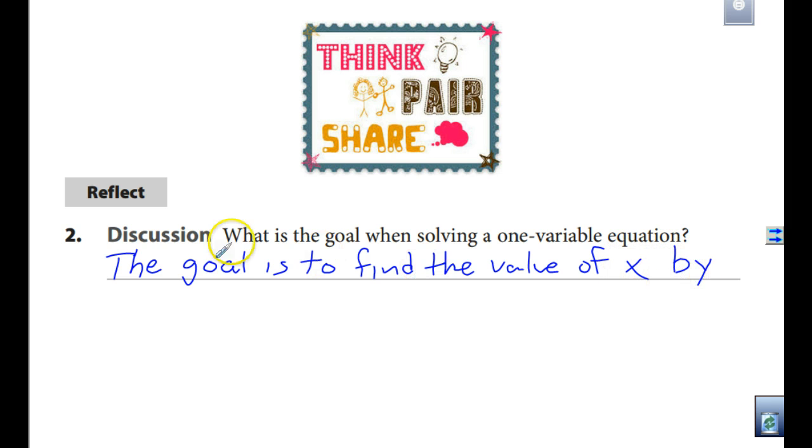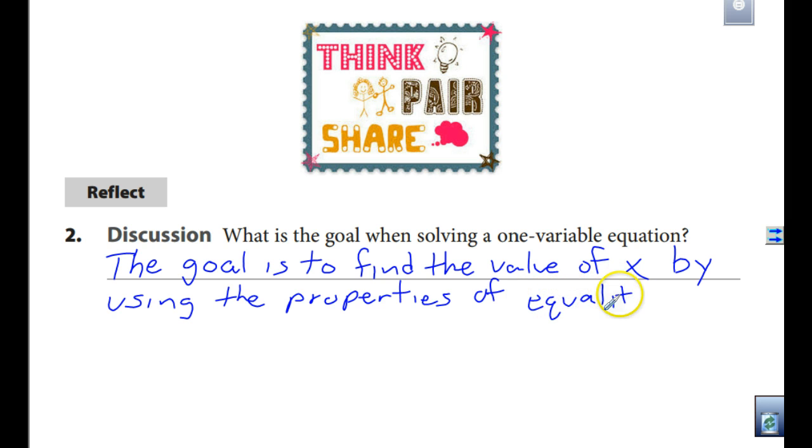And how do you do that? By using the properties of equality, or by using the inverses. You know, we saw the sentence frame about the inverses. Using the properties of equality.